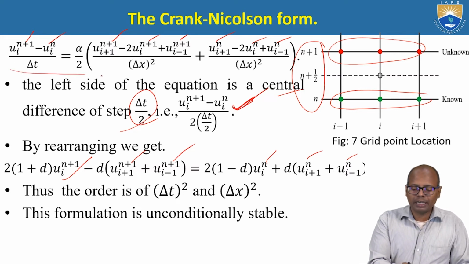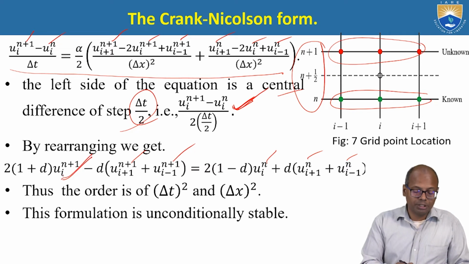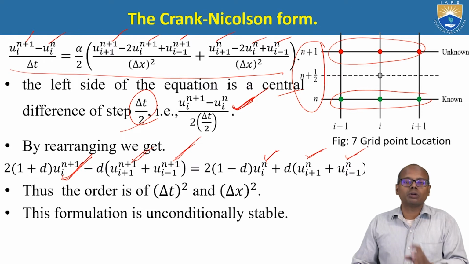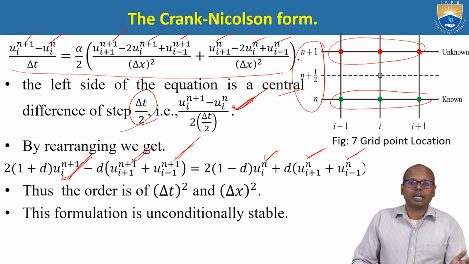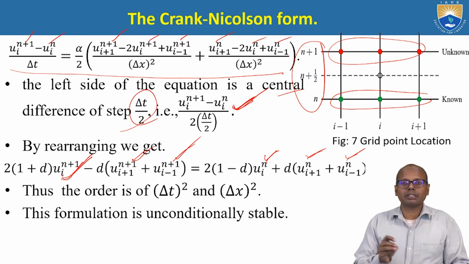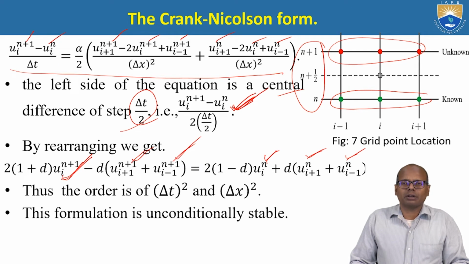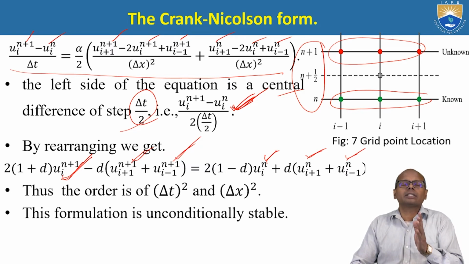That is the side point. If I rearrange this equation, it has 3 unknowns, and I have 3 known values. And it is second order accurate in time and second order accurate in space, considering that it is a central difference of time step delta t by 2. Now, what is the advantage of this? It is an unconditionally stable one.